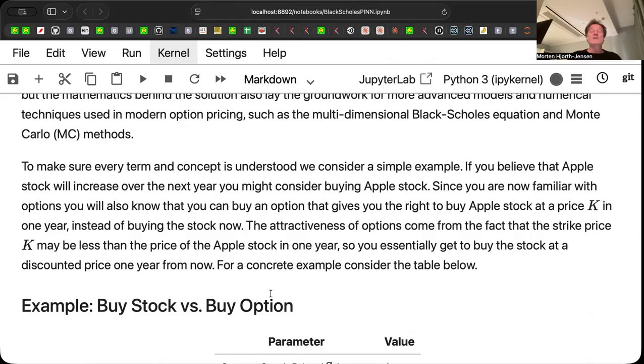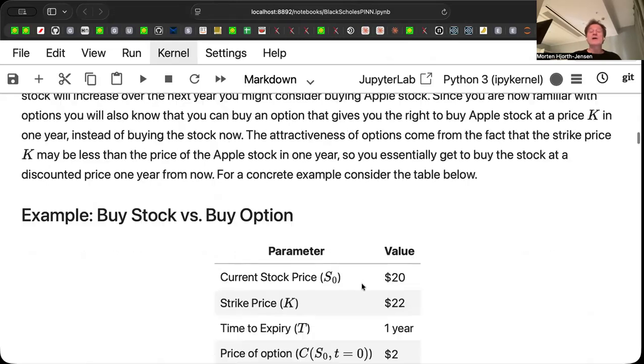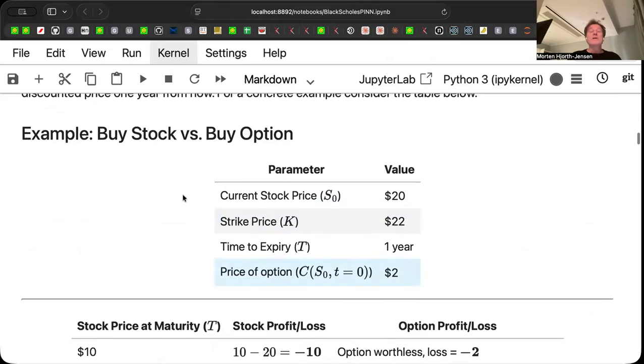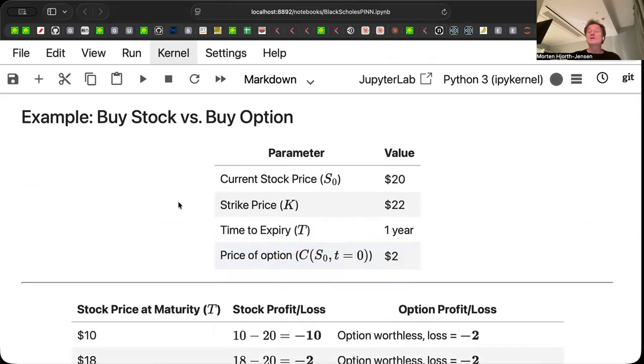In here, there are some specific examples which we invite you to take a look at, so you can see the difference between a stock versus the buy option and how these quantities can change over a year. So you could then find the current stock price and then the strike price, which is 22.